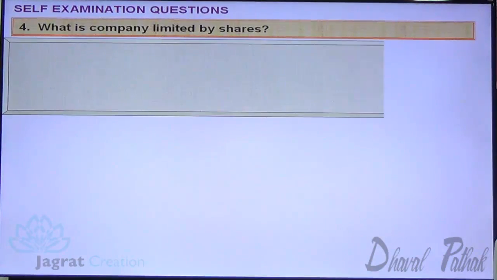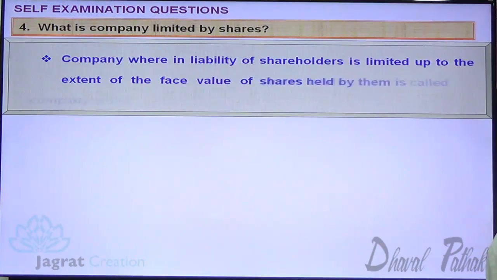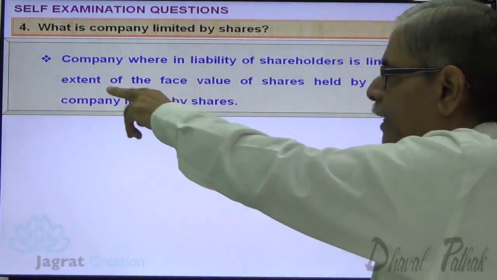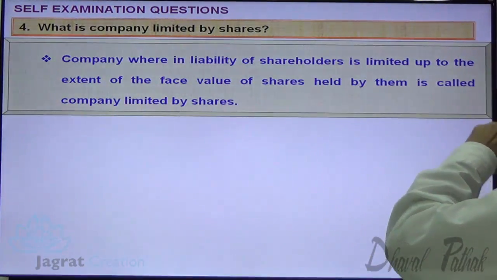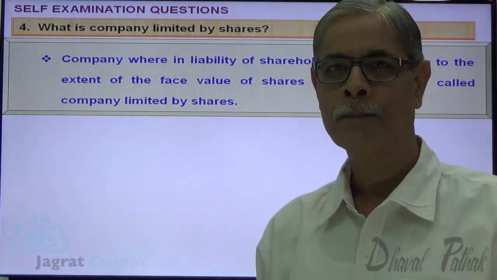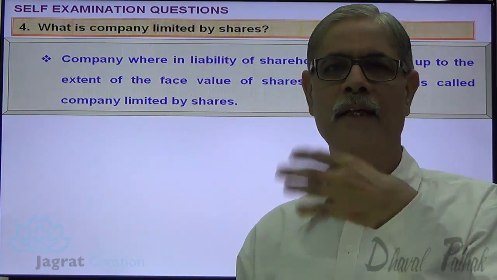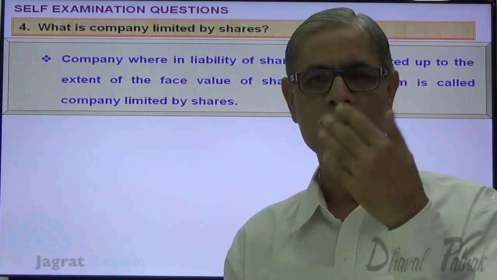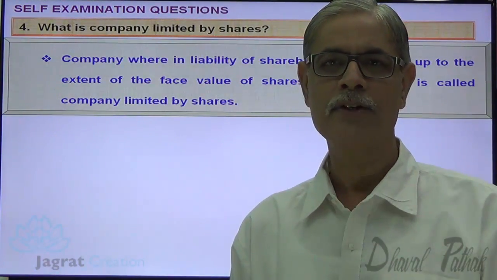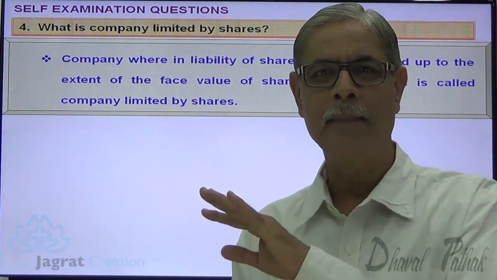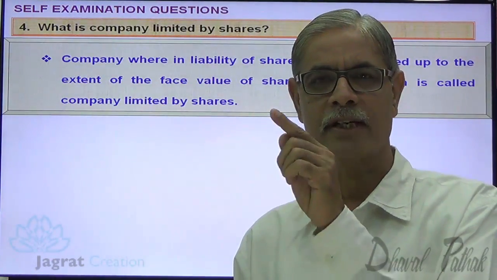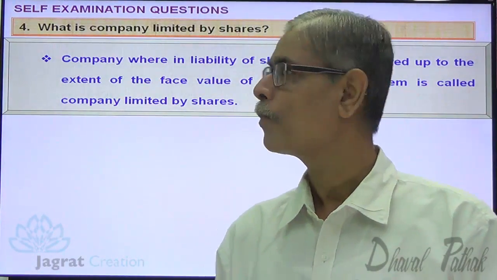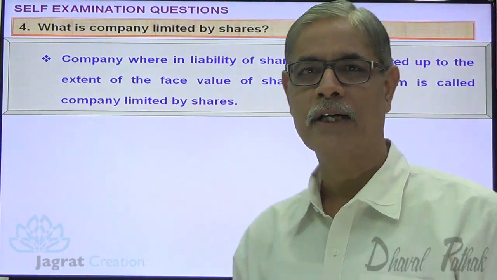What is a company limited by shares? A company wherein the liability of a shareholder is limited up to the extent of the face value of the shares held by them is called a company limited by shares. The liability of a sole proprietor is unlimited. The liability of partners in a partnership form of organization is also unlimited. But the liability of an equity shareholder is not unlimited, it is limited, restricted to the face value of the shares for which he is a shareholder. And that is known as a company limited by shares. Next.